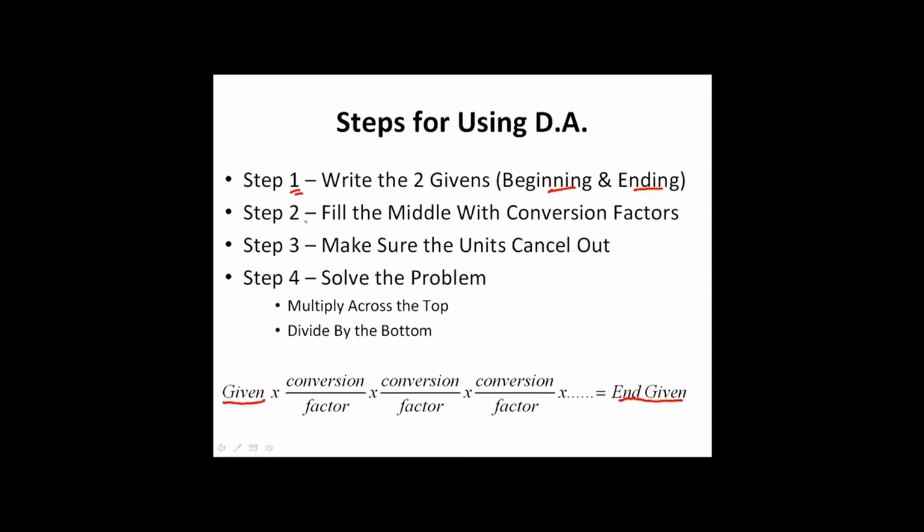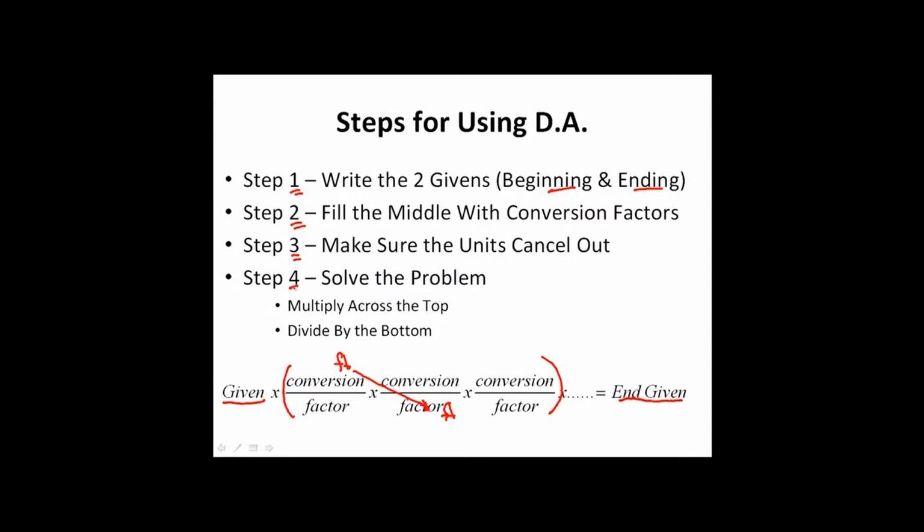Step number 2 is fill the whole entire middle of the problem. This is the middle of the problem. And I'm going to fill it up with conversion factors, such as 1 foot is 12 inches, 12 inches per 1 foot, etc. We're going to make sure along the way in step number 3 that our units cancel out. Units canceling out means whatever unit, say feet, is up on the top here, I need to see feet down below. And I need to cancel them out in this direction.